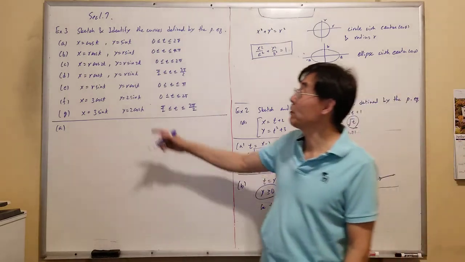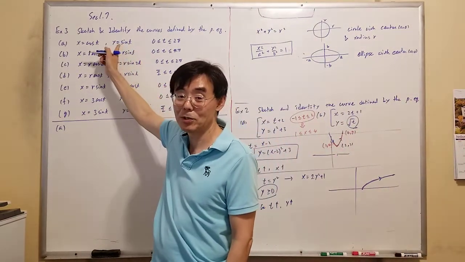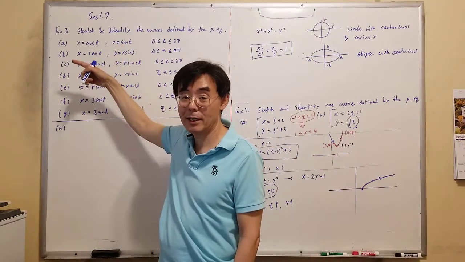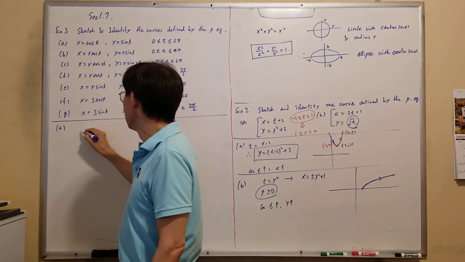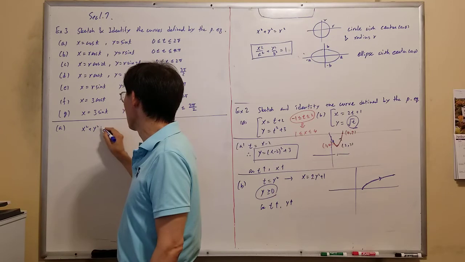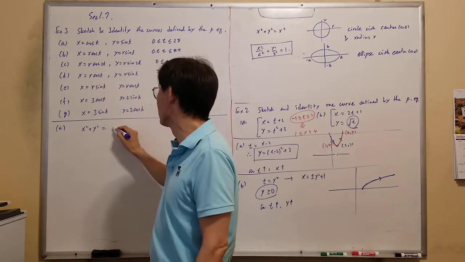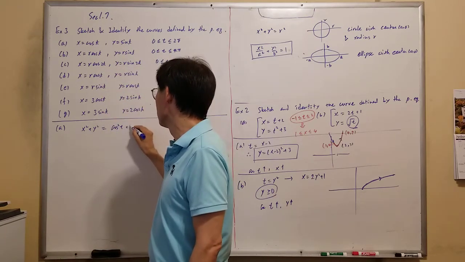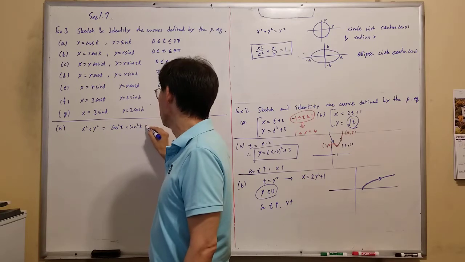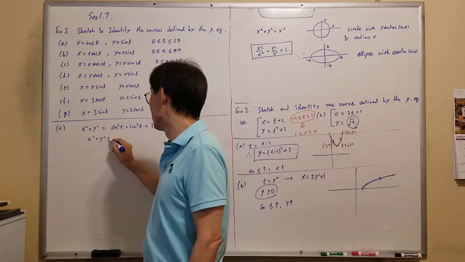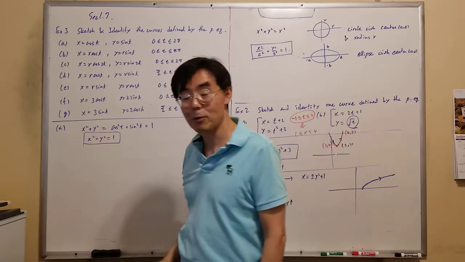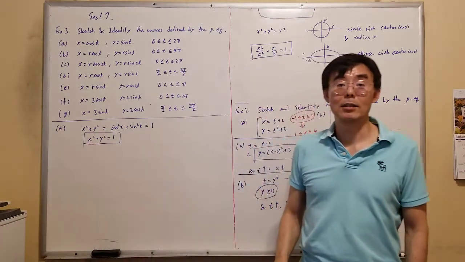Here, this is a very famous parametric equation for a circle. Why is it a circle? Well, think about x squared plus y squared. What is it? Cosine squared t plus sine squared t equals 1. So that means you satisfy this circle equation with radius 1 centered at the origin.